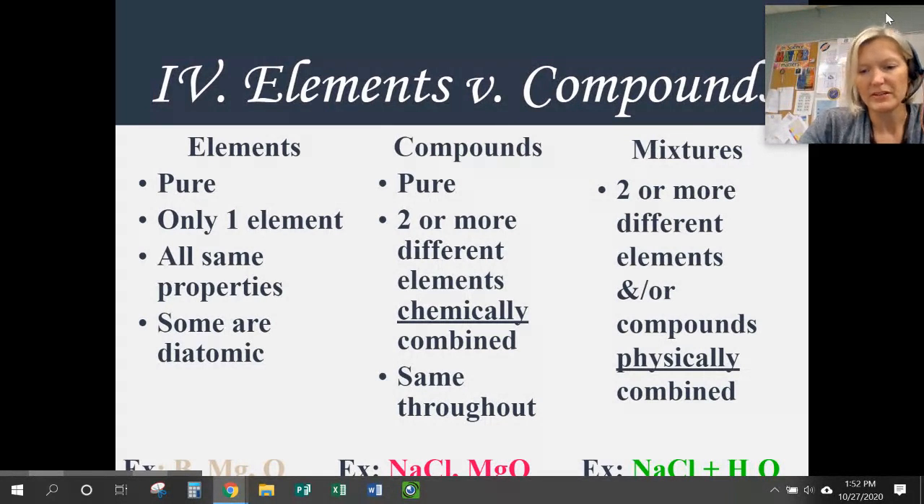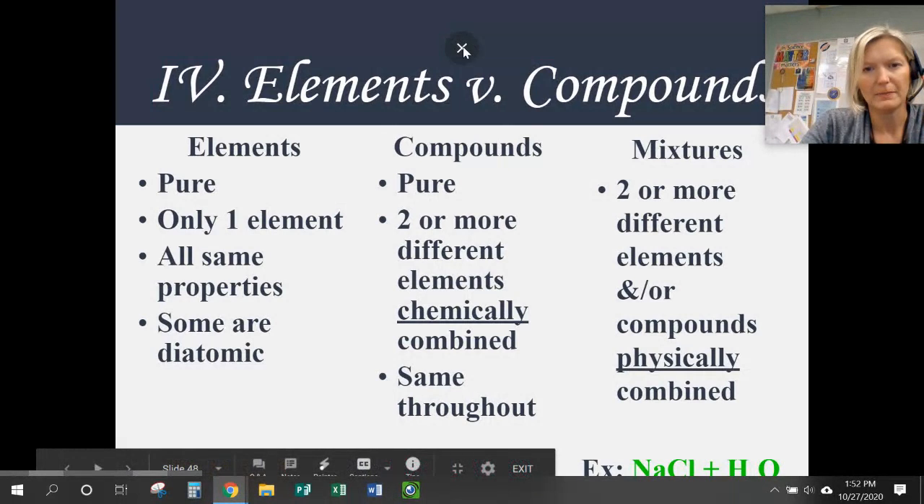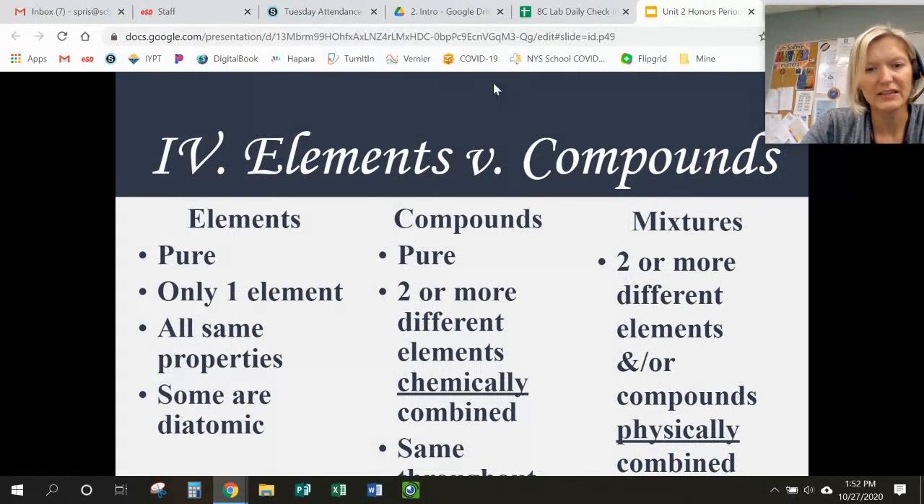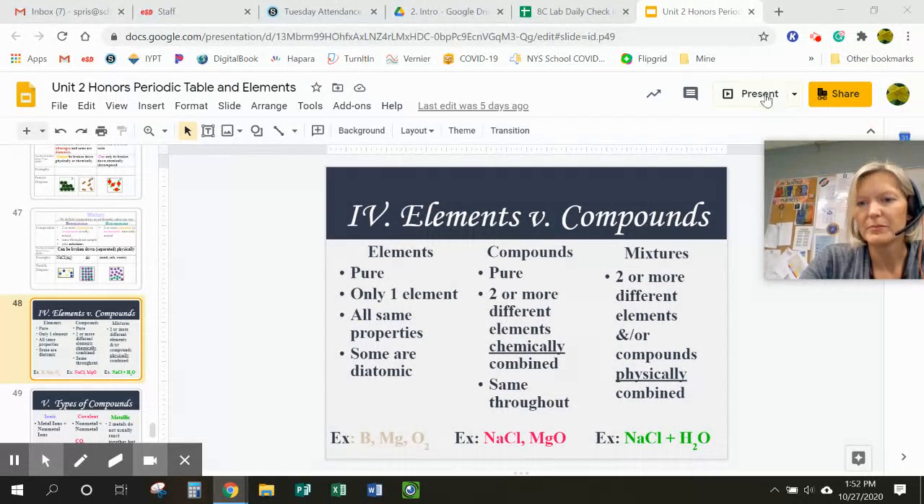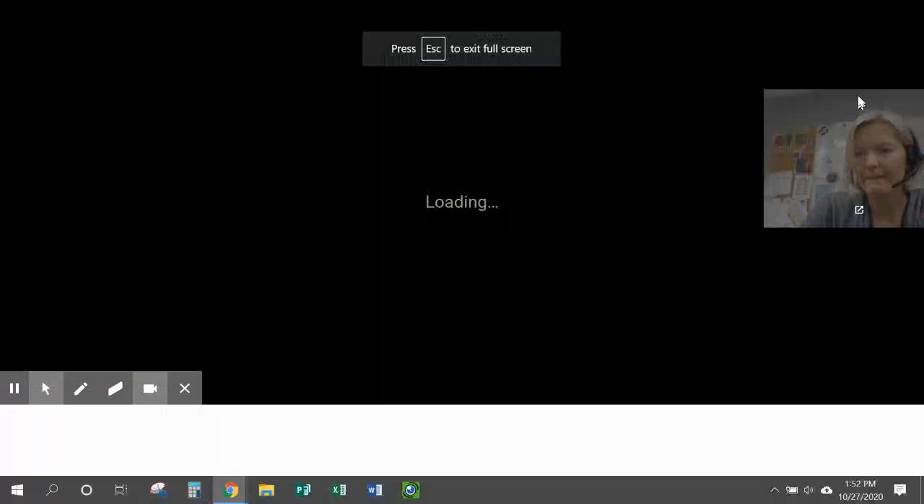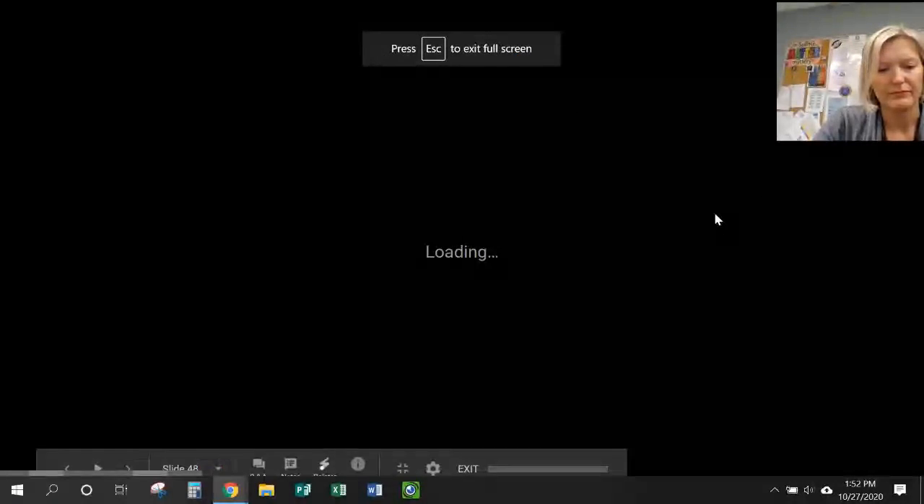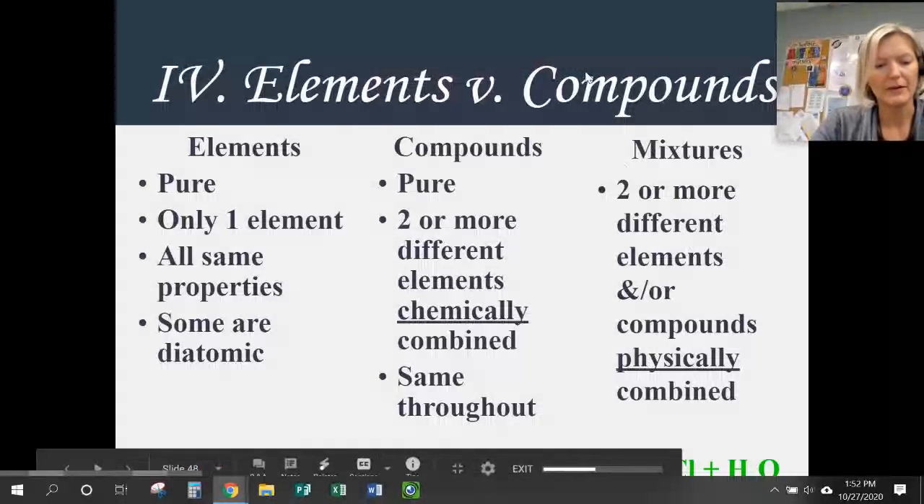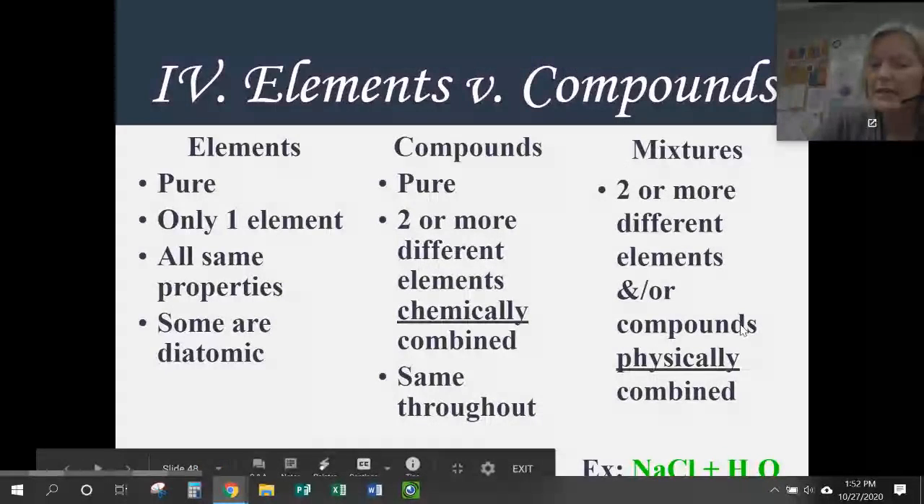Remember, we do have some that are diatomic, and I've got something at the bottom that's making it hard to see our examples. Let me press present again. And it's still not letting me. Sorry about that. I'm just going to escape out of there so you can see it.